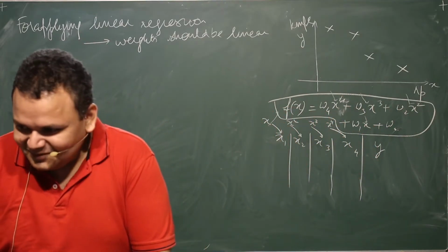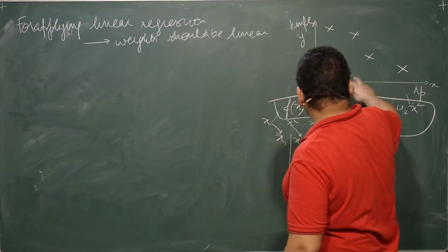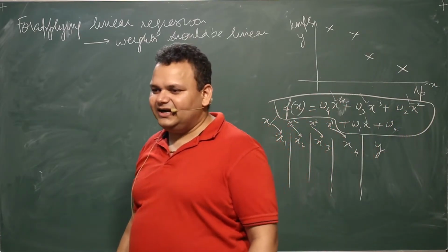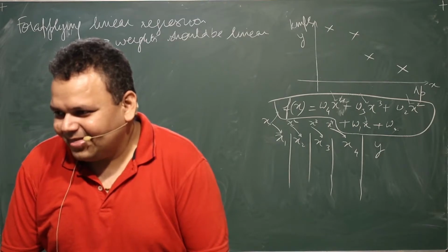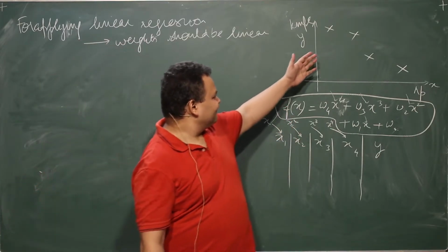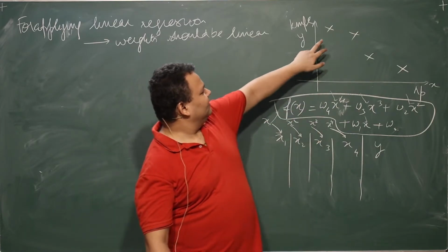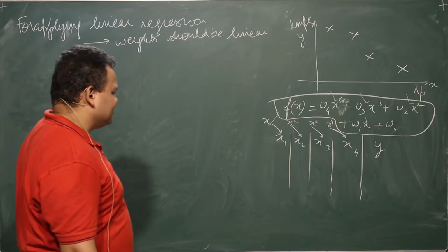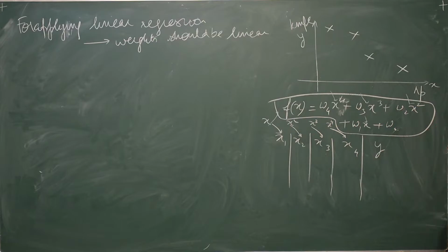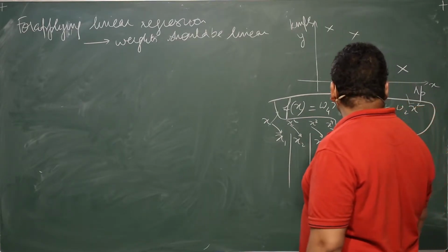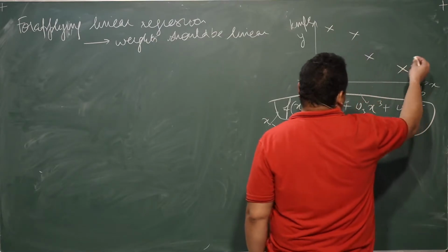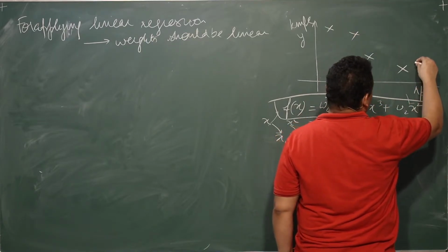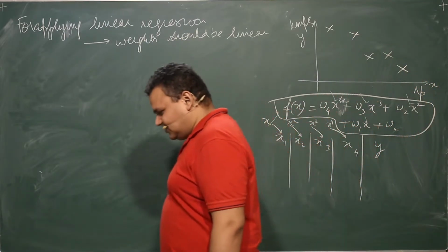What is going to happen? Let me ask you. If this is your training data set, how many observations do you have here? 1, 2, 3, 4. 4 observations. Let me make one more observation, it might make my life a little easier. We have another observation over here. So we have 5 observations.